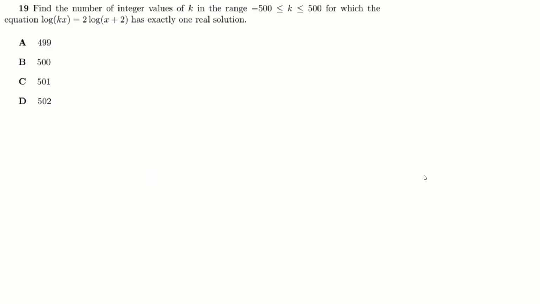Question 19 then is an interesting one. So we're solving this log equation. So clearly the 2 can go up here and we can cancel the logs. Now we need to be careful here in the same way we were previously. That, of course, when we solve this equation, we don't want to have any negative inputs in these logs. Or maybe we do, because we're looking to have exactly one real solution.